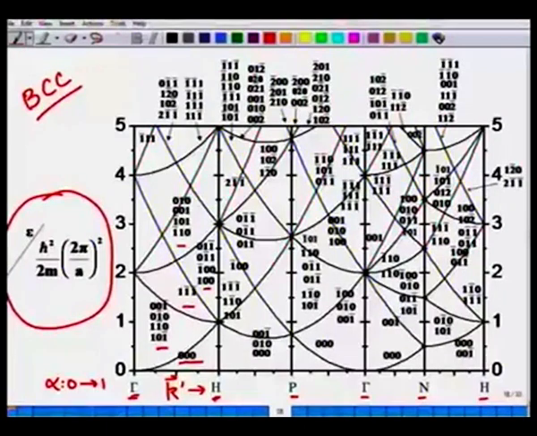Now, let us take a minute or two to understand what we have done. We have understood what ultimately we want to do. We want to show the E versus K diagram. The E versus K diagram is what we call the band diagram. We want to show that band diagram for real semiconductors which are good for optoelectronics.